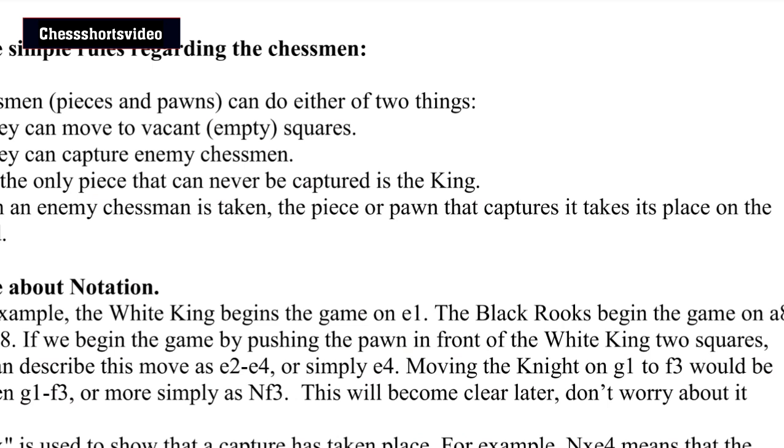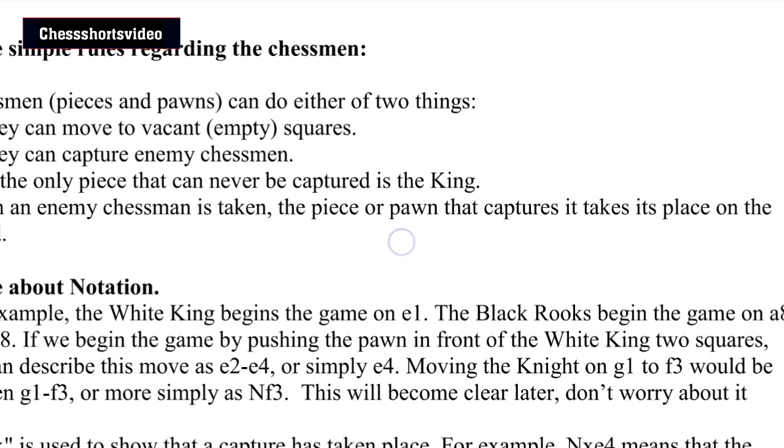Now some simple rules. Your pieces and pawns can move to vacant, empty squares. They can capture your enemy's chessmen. No piece can capture the king. The king must first be threatened, and if the king has no choice to move anywhere, it is considered a checkmate. No pawn comes backward. All pieces can come backwards, but no pawn can go backward.